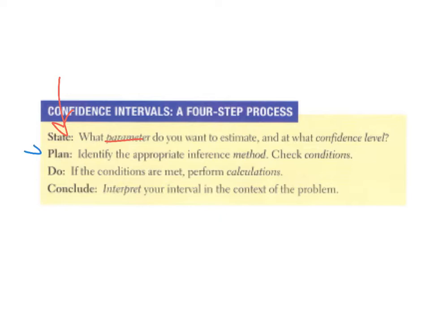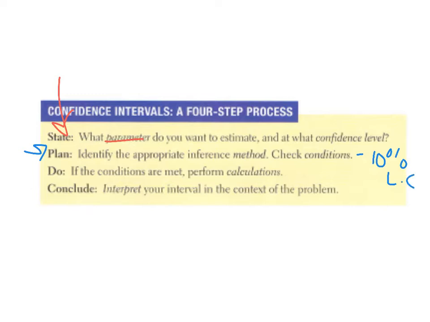The next step is to plan it out. Identify your appropriate inference method. For example, we only know one right now, which is a one sample Z interval. So that would be my appropriate inference method. I was using the one sample Z interval, and I checked conditions: the 10% condition and large counts. So make sure you're doing both of those, 10% and large counts.